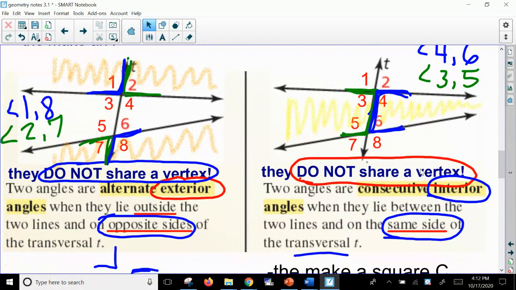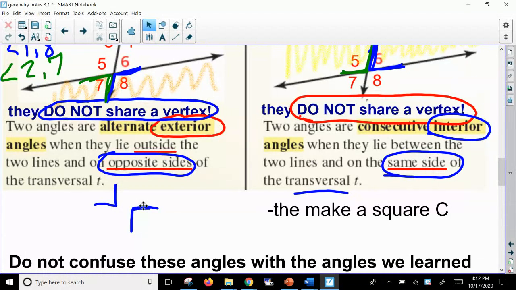Alternate exterior, they alternate. So that means they're on opposite sides of the transversal. They're on the exterior. So not in between the two lines, but outside of the two lines. They do not share a vertex. They kind of make L's that don't touch, or you could say an X that got taken apart.